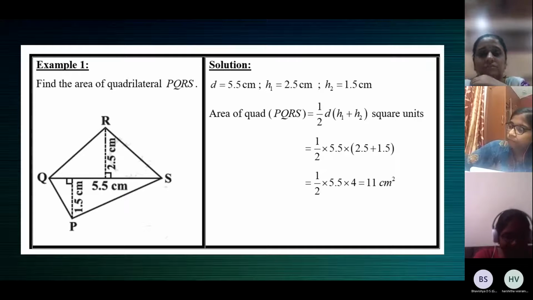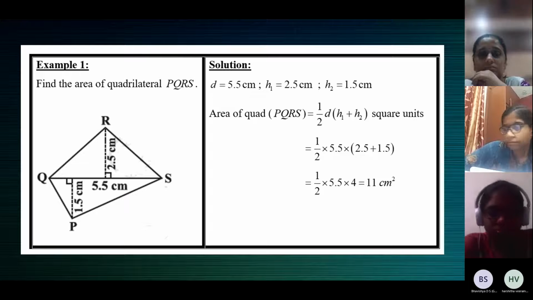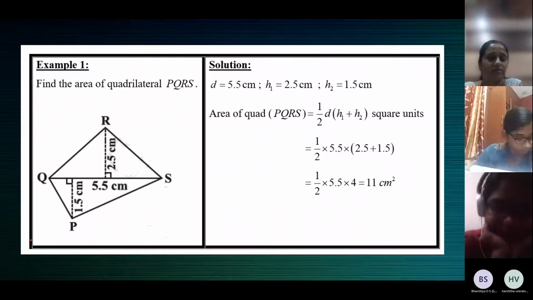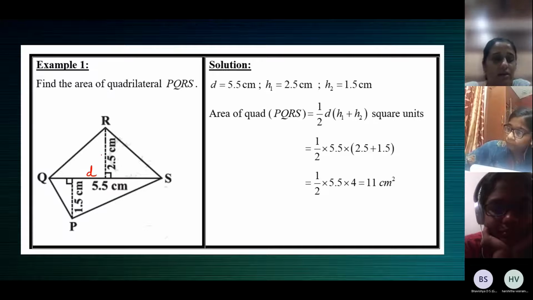Done, children? Done, ma'am. Now we'll see how we get this formula. Now I'll call this diagonal QS as D, and this altitude as H1 and the other altitude as H2.